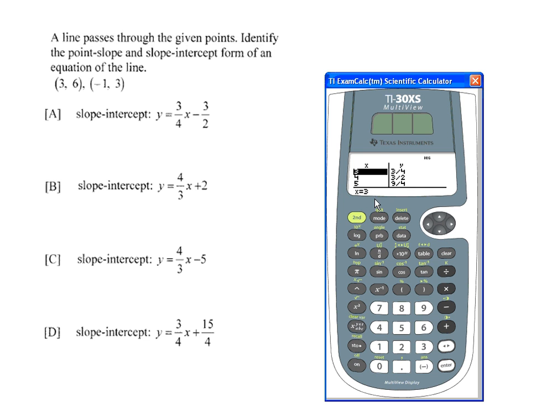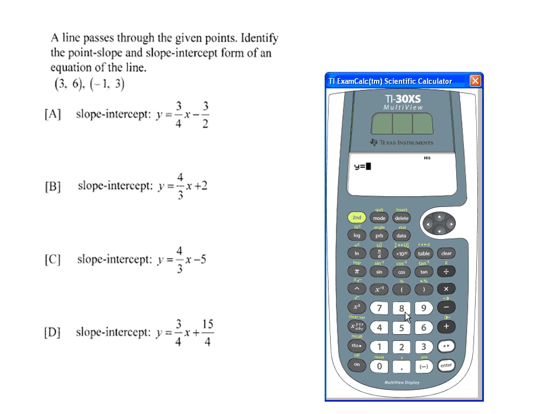Hit enter till you see your point. And at 3, it is not 6. It's 3/4. So this is not my answer. So we're going to go to B. So go to table. Okay, now we've got 4 over 3.